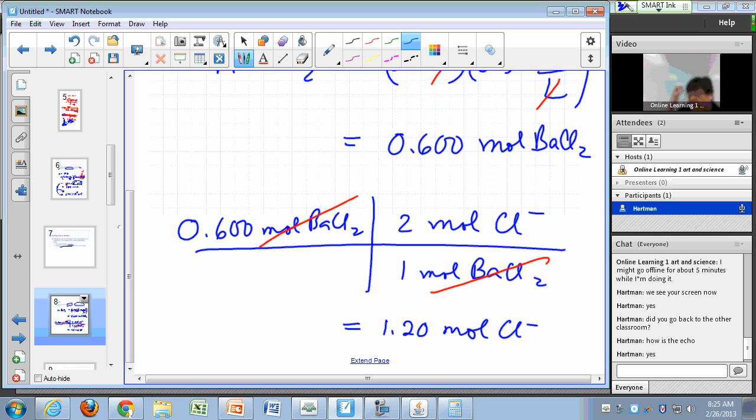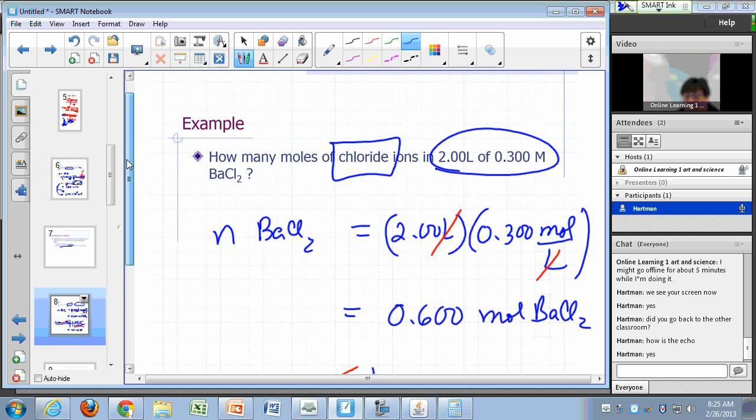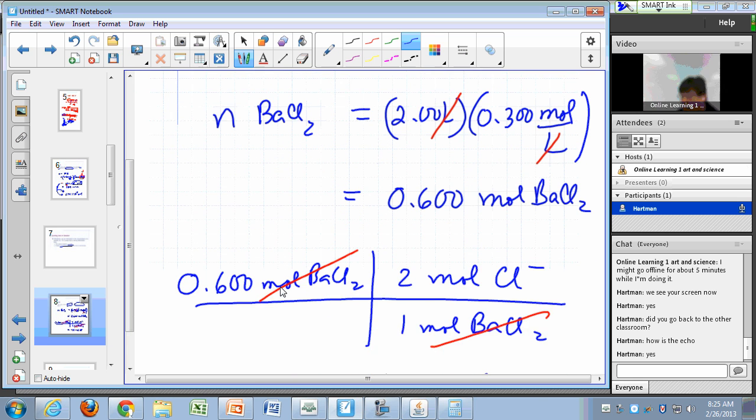Okay, so this is really just reviewing what we did earlier. If you can count how many moles of formula units that you have, you can multiply it by the subscript of the ion. That gives you the actual count for the ions.